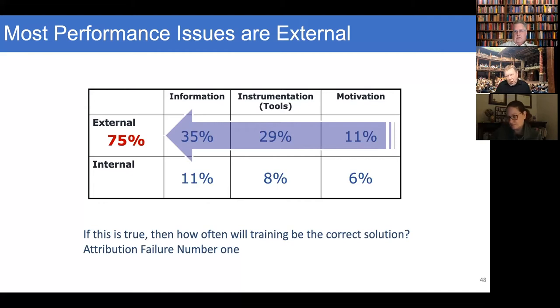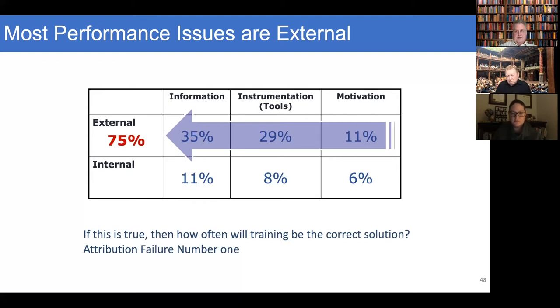That's why they always ask to go out and fix the people. So go look at the research and go look at the work that's been done around attribution failure number one to find out why it's not the people, it's the something else. And even if you look at Tom Gilbert's work, you're gonna say 35% of the time it's gonna be in that work of setting clear expectations.